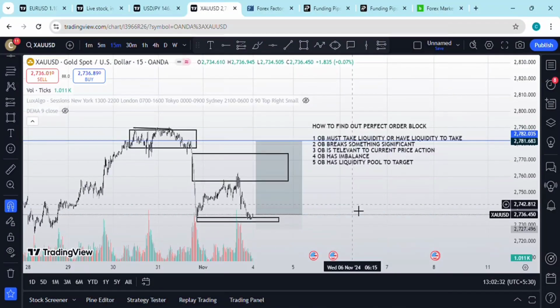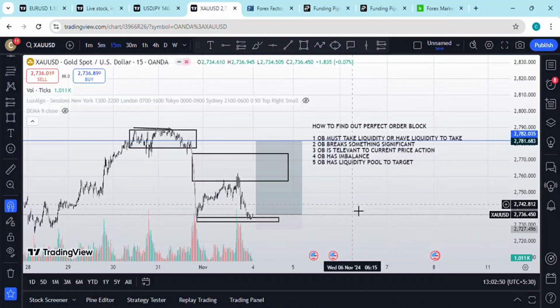An order block must have liquidity to take. If it doesn't have liquidity, what's the point of taking the order block? That's basically gambling. That's not a trader thing. So you have to be a trader, not a gambler.